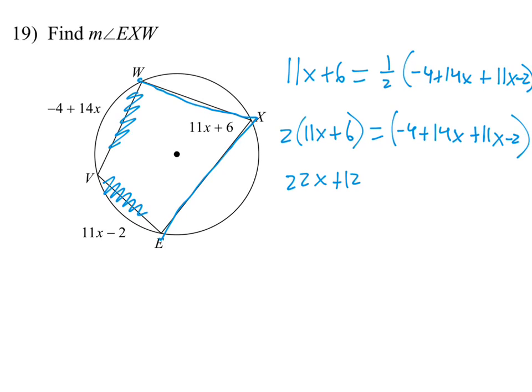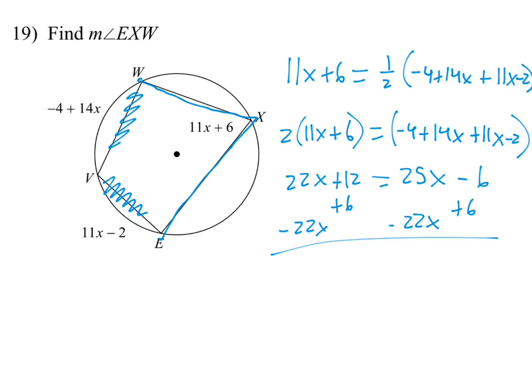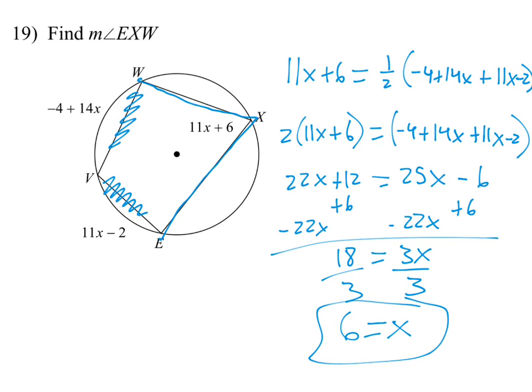So you get 22x plus 12. On the right side here, the x's combine to make 25x, and -4 and -2 make -6. And let's get our x's together and numbers on the other side. So let's add 6 over here and subtract 22x, subtract 22x. And then we got 18 equals 3x, and you can divide by 3, and you got that x is, well, that's a bad equal sign, is 6. Voila, we figured out x.